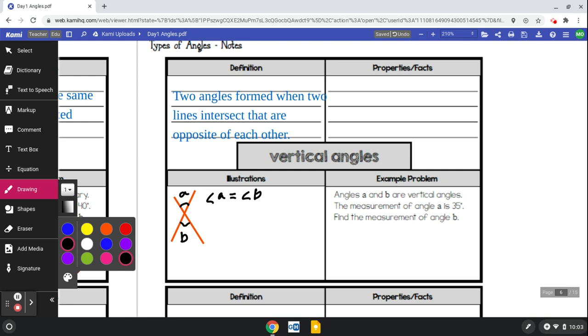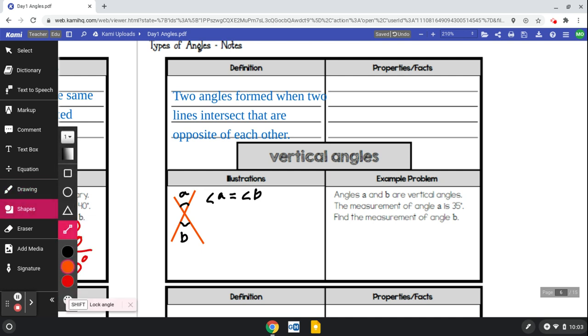Now, if we were given, let's go back to shapes. We'll do two more. If we have a line here, say we have a line here.